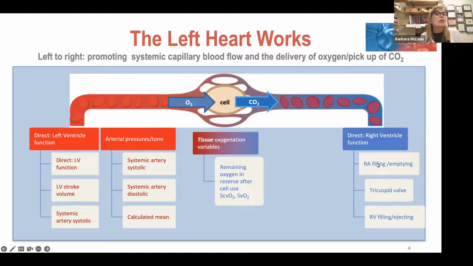The right atria fills with that blood and it empties the blood. The tricuspid valve opens and closes, and the right ventricle fills. When the RA is emptying, the RV fills. And when the RV is ejecting, the RA is filling. It's such a phenomenal system, and it works so beautifully.